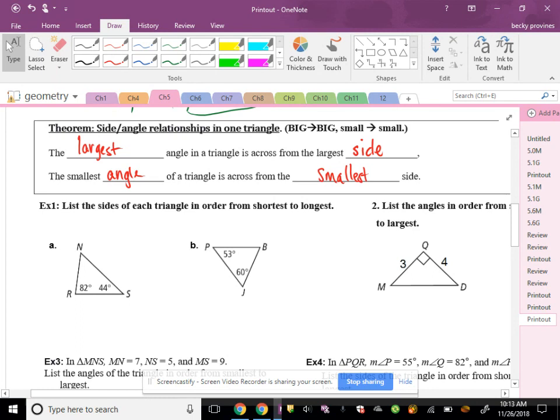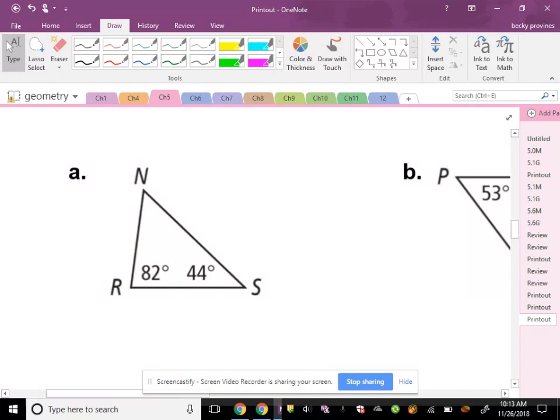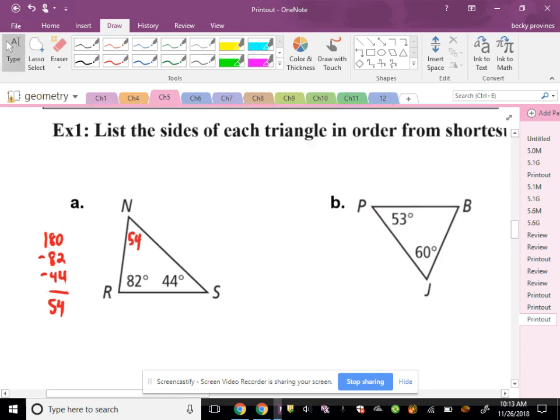Now, what we're going to have to do is find this missing angle. So, how many degrees are in a triangle? Hopefully you're saying 180. So grab a calculator. Let's subtract all the other angles. So I have a calculator here. 180 minus 82 minus 44 is 54.